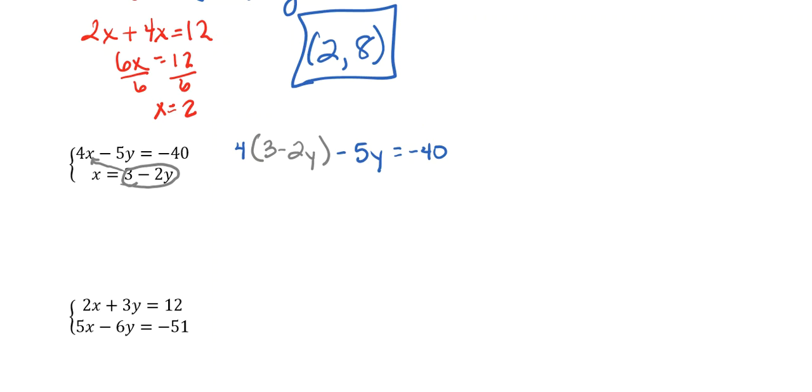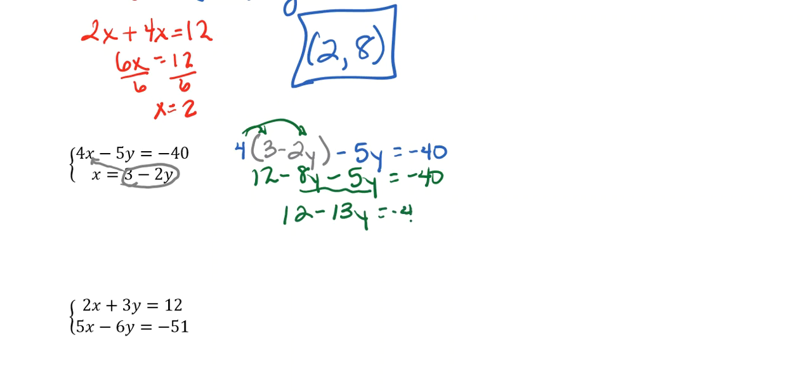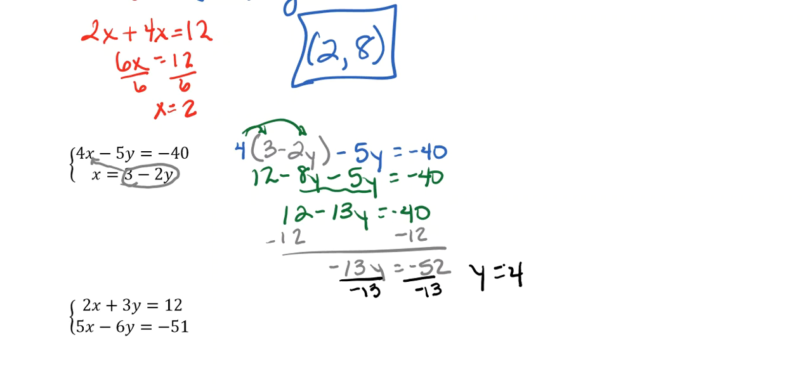I will do the distributive property next. So I have 12 minus 8y minus 5y equals negative 40. Like terms, 12 minus 13y. I'm going to go ahead and minus the 12. Negative 13y is negative 52. Divide by the negative 13. And I get that y is 4.